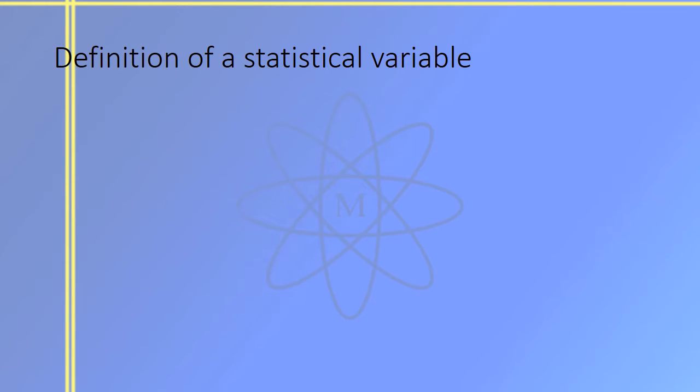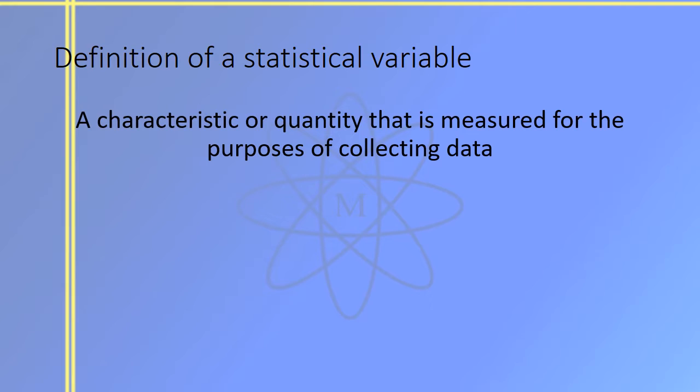First of all, what is a statistical variable? A statistical variable is a characteristic or a quantity that is measured for the purposes of collecting data. Now, this is very different than an algebraic variable, where we typically have a letter or something that represents an unknown or represents something that's allowed to change. This is very different. In statistics, the variable is the thing that we're measuring.